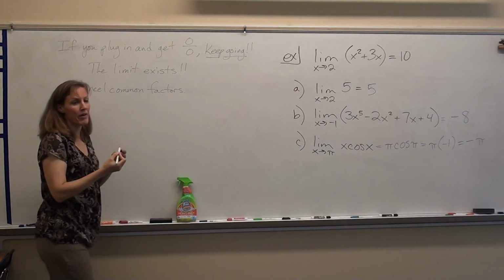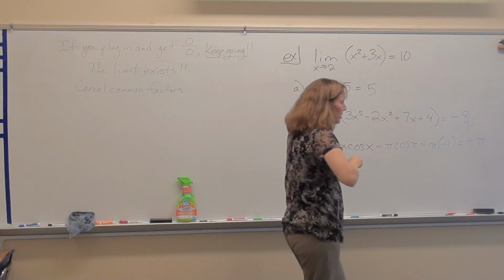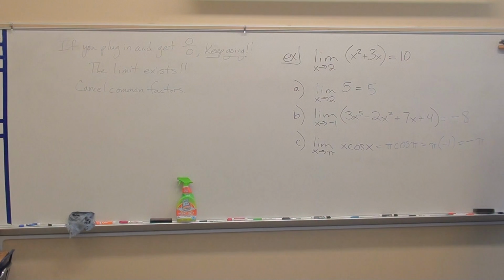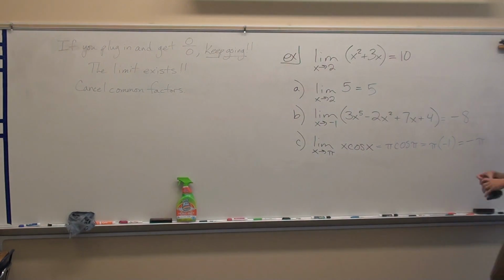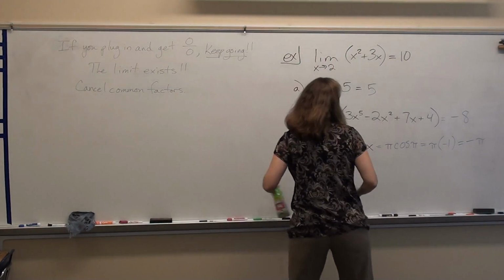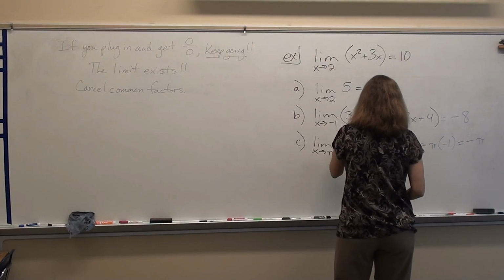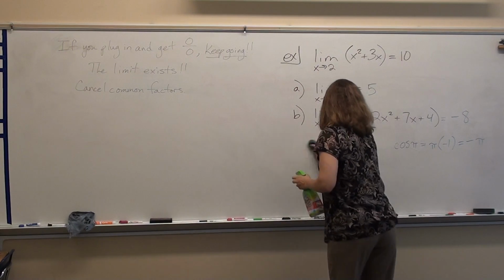What'll happen is when you plug in and get 0 over 0, that means that there's going to be a factor, top and bottom, that's the same, and you're going to need to cancel it. Once you've canceled it out, then you can plug in and you should get a regular numerical answer.